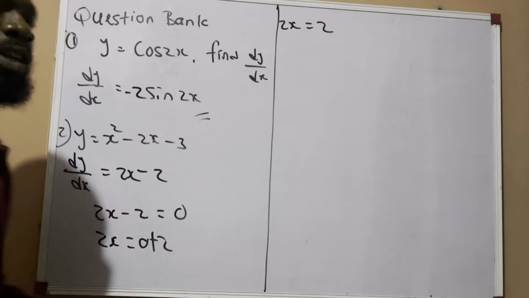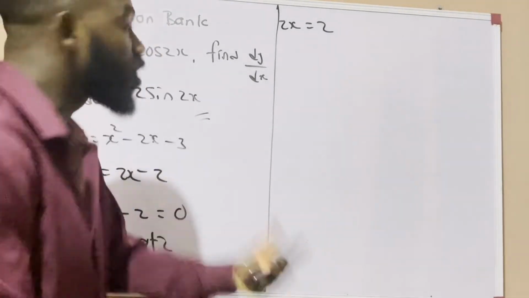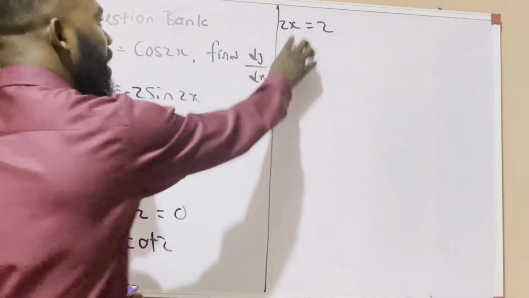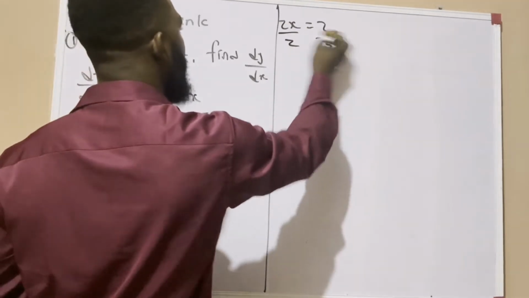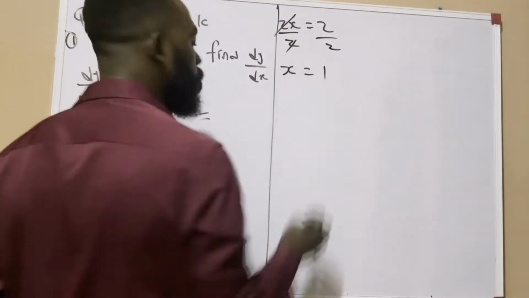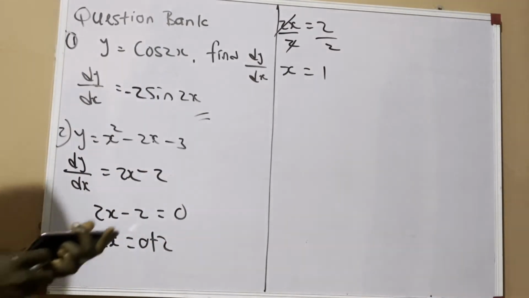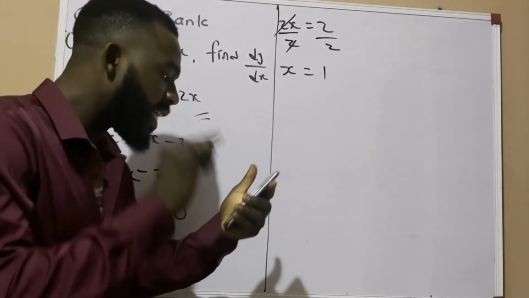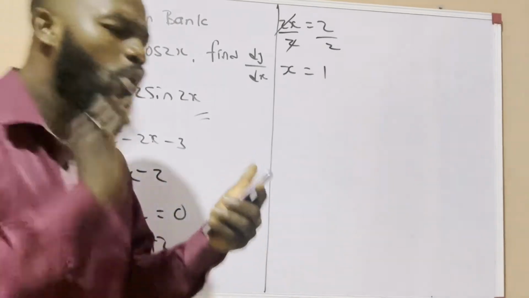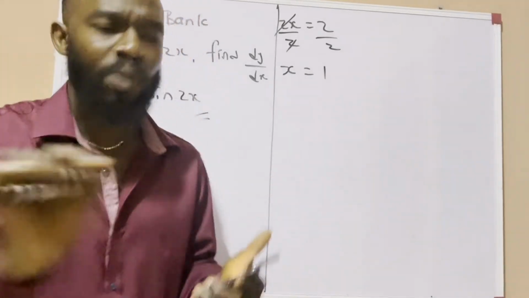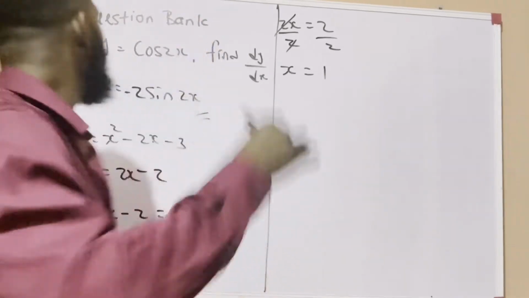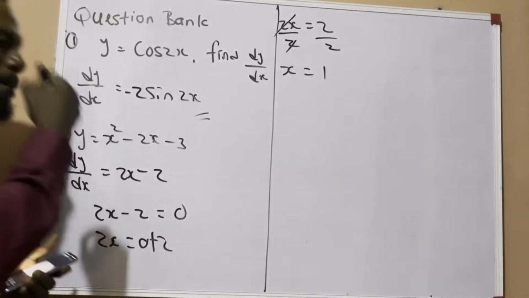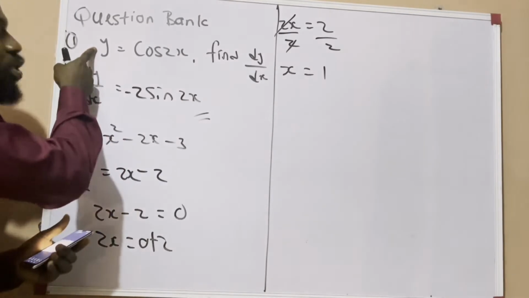For us to get the value of x, x must be the subject of the formula. So what do we do to make x stand alone? We have to divide both sides by 2. So x is equal to 1. Now, note, the question was not find the minimum point. The question was find the minimum value. When you hear value, it means they are telling you to find y.